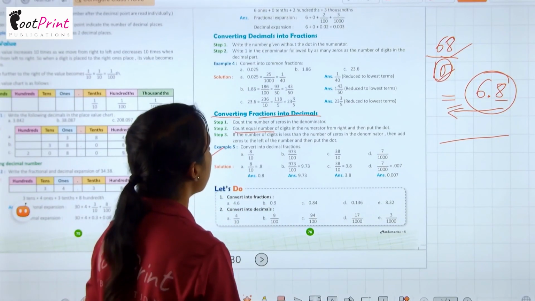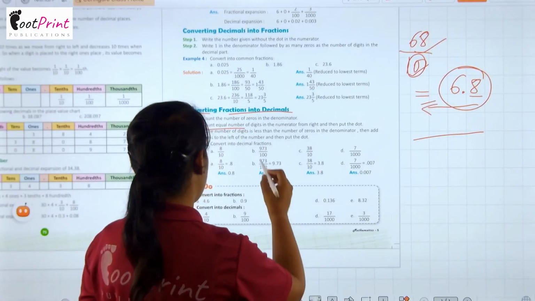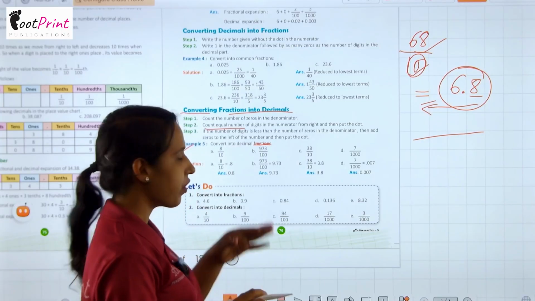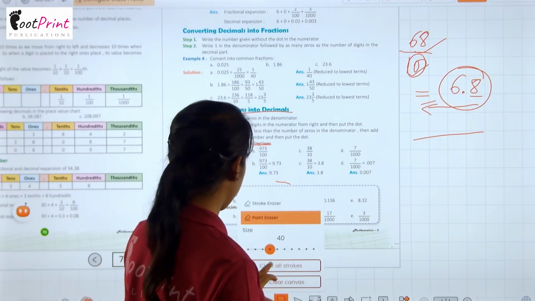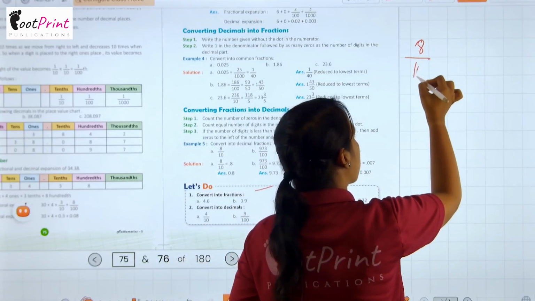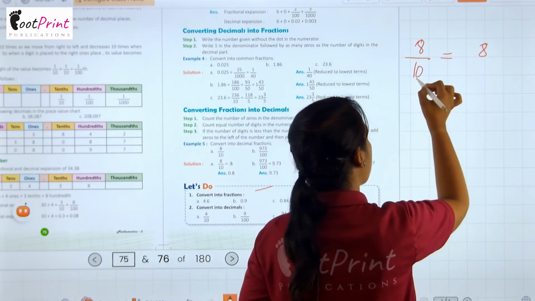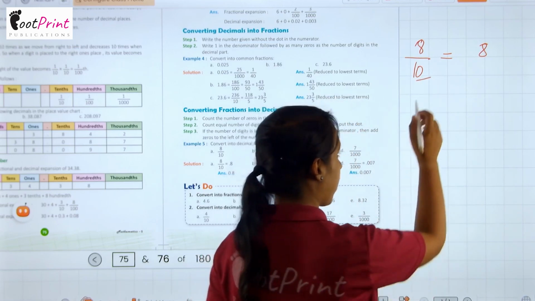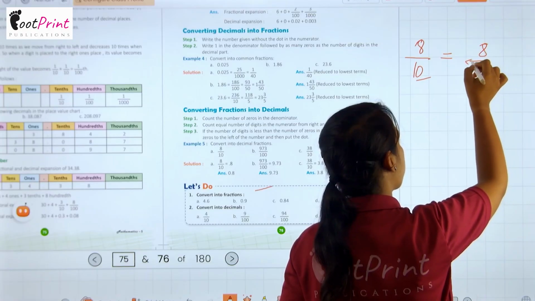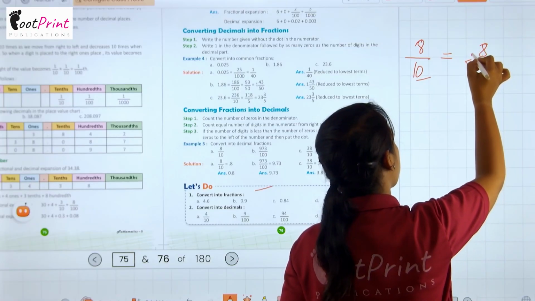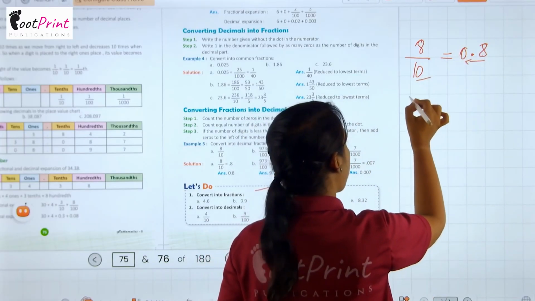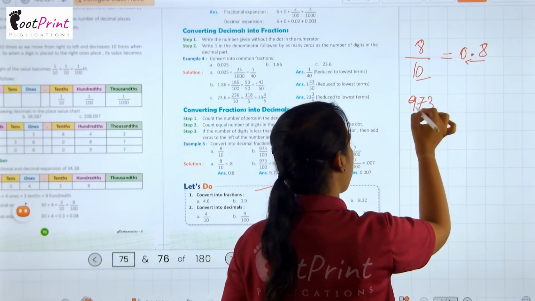For example, convert into decimals. Convert the fractions into decimals. The fraction is already given here. So we have here 8 upon 10. So first we take the numerator, count zeros in the denominator. Here only one zero in 10. So we put the decimal after one digit from the right side, and we get 0.8. Now we have 973 upon 100.